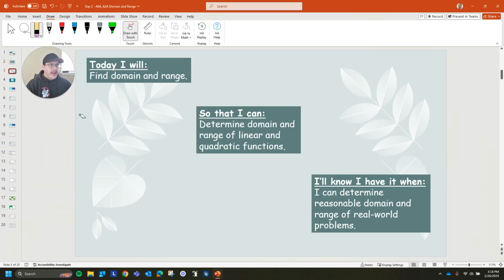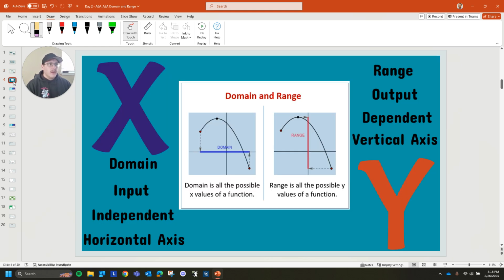Our goals for today's lesson. Today I will find domain and range so that I can determine the domain and range of linear and quadratic functions. I'll know I have when I can determine reasonable domain and range of real-world problems. So let's start off with domain and range. What do I mean when I ask you to find the domain and range of a function?